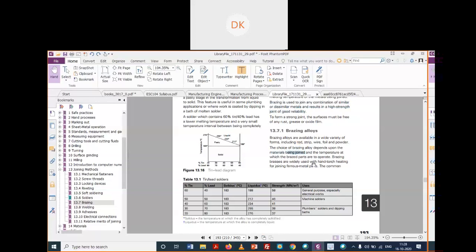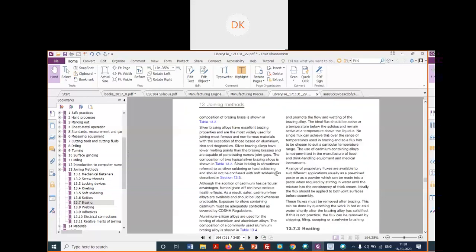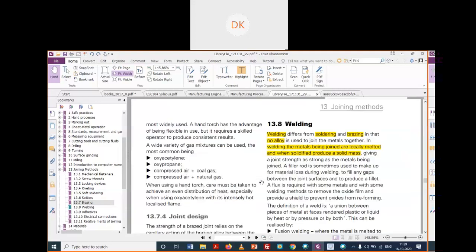Brazing is widely used with a hand torch setting, and the common composition of brazing alloys is shown in this table. So this is a brazing brush. You can see copper, zinc. These are the melting ranges, the solidifying and liquidifying range. Similarly, we have silver brazing alloys, then aluminum brazing alloys. Okay, I will stop here.